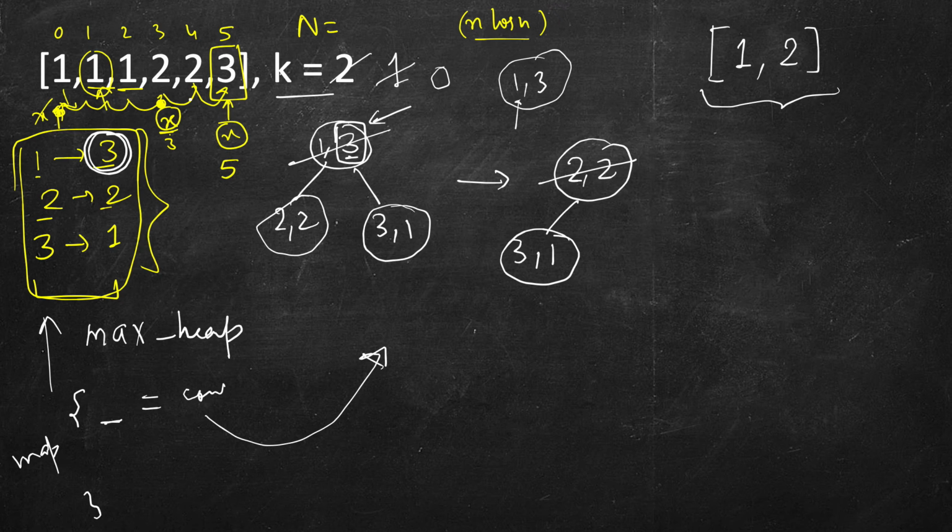But if we sort this original array, then we have not taken any extra space. We have sorted it in place. So now it becomes 1, 1, 1, 2, 2, 3. And when we are iterating through this sorted array, we are finding the count at runtime.